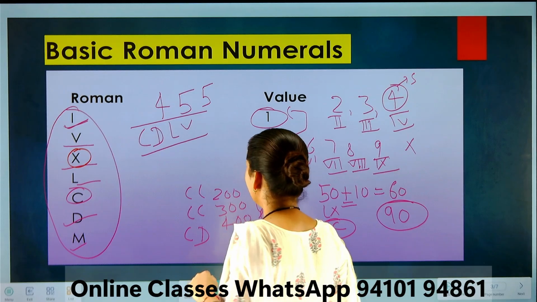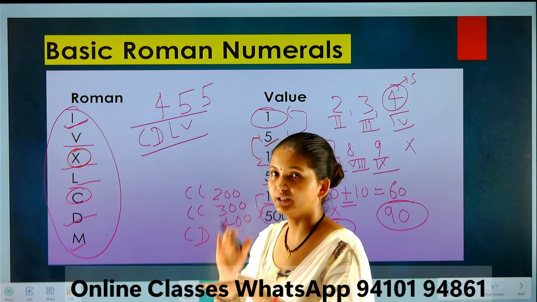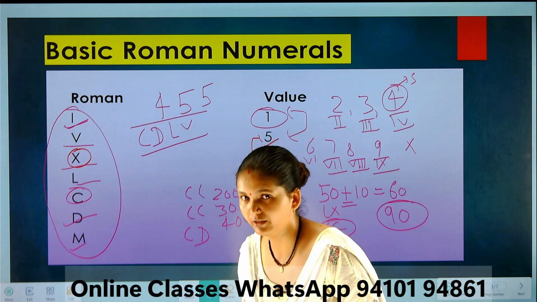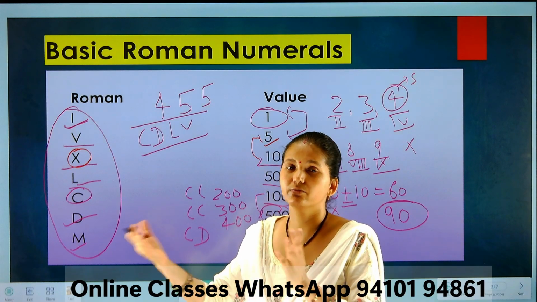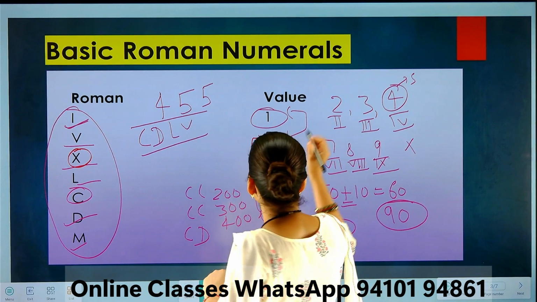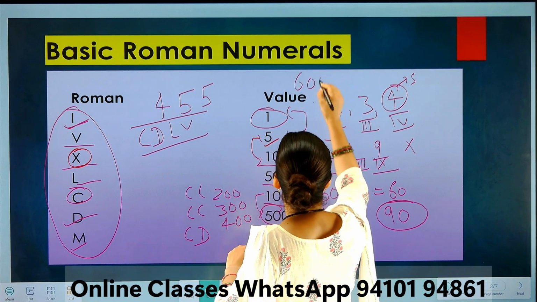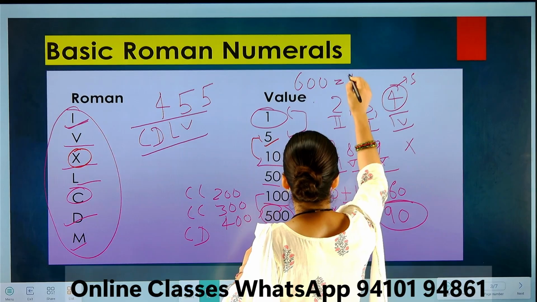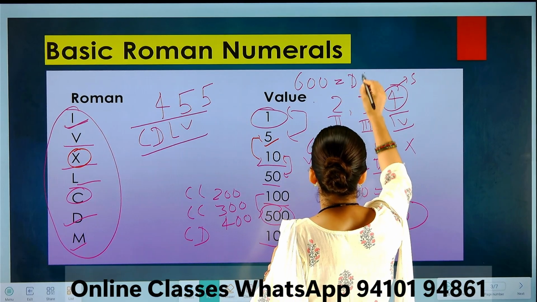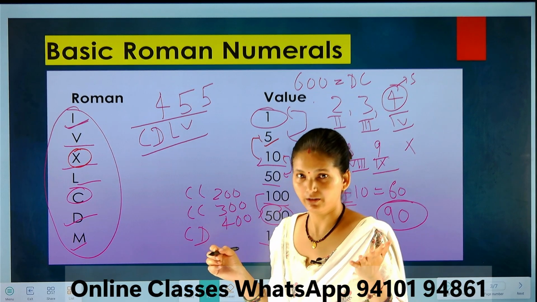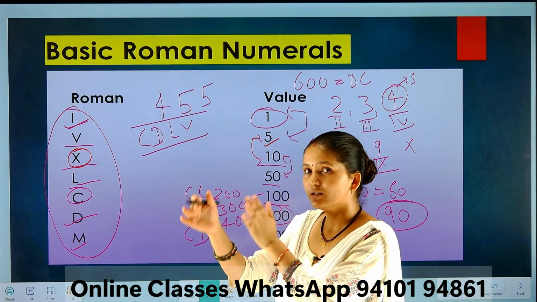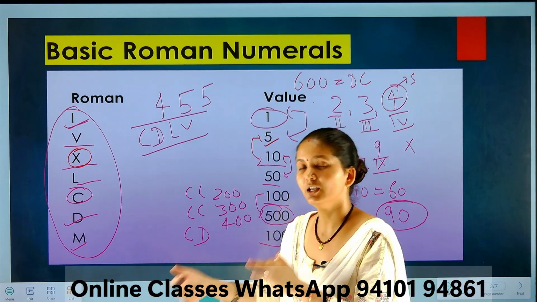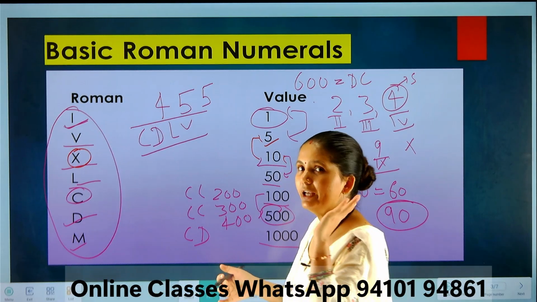Now 500 is D. Then between 500 and 1000 there are 600, 700, 800, 900. We can easily write 600 because 500 plus 100 is 600: 500 D plus 100 C is 600. Got it? Similarly, D double C is 700, D triple C is 800, now 900.